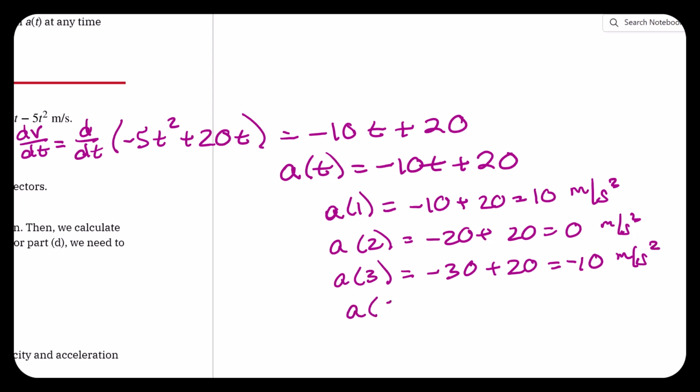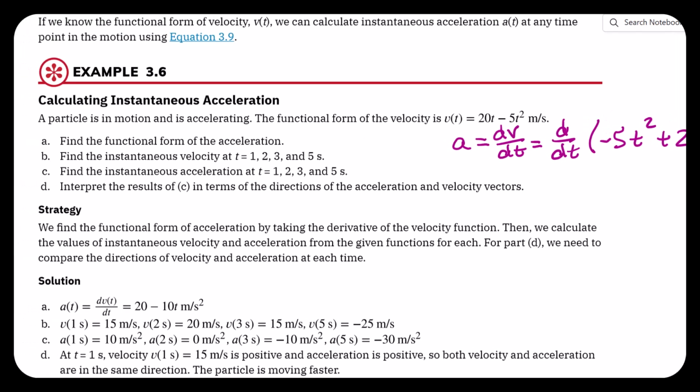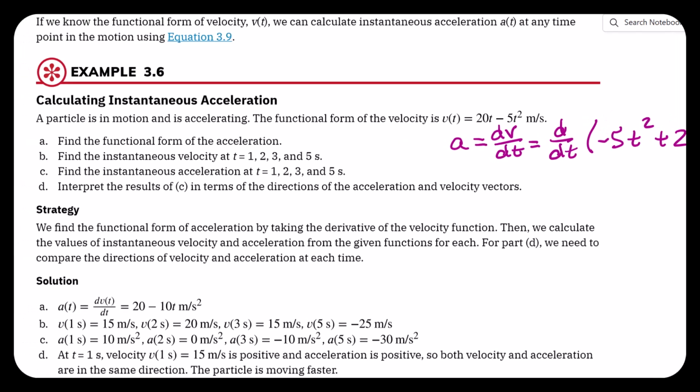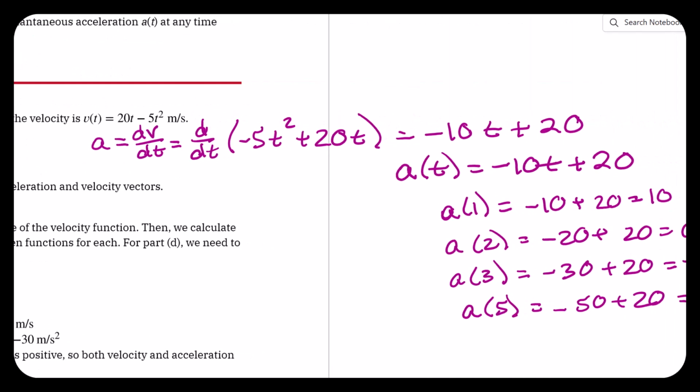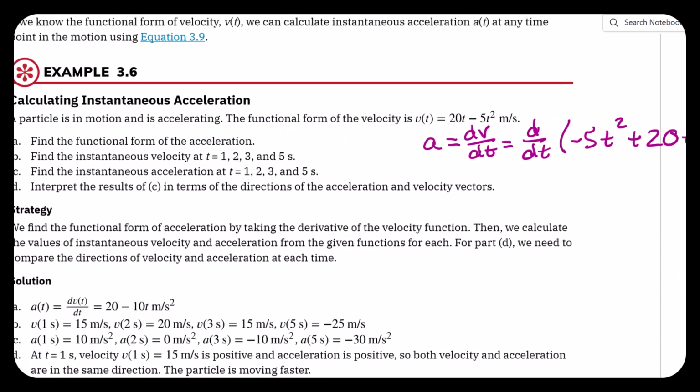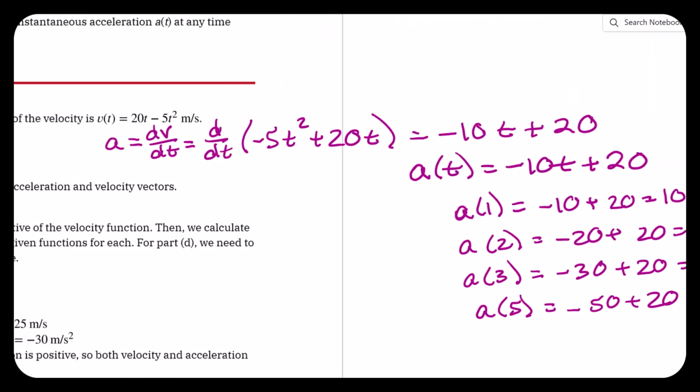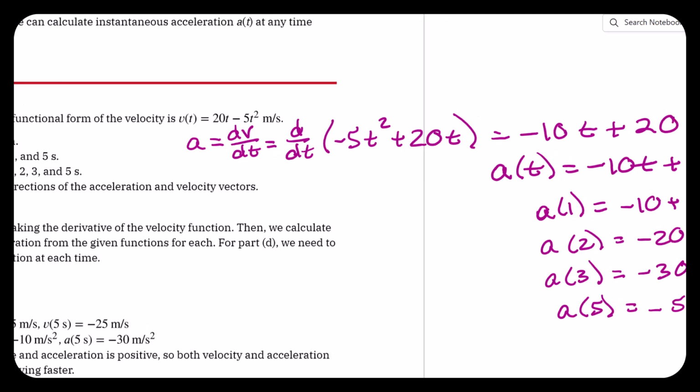And 5. Oh, this is where I will mess something up. Negative 15 plus 20 equals negative 30 meters per second squared. So that's all my instantaneous accelerations. Oh, that was find the instantaneous velocity. So the instantaneous velocity would have been of the original problem. This is what I get for being a smarty pants and not actually reading.